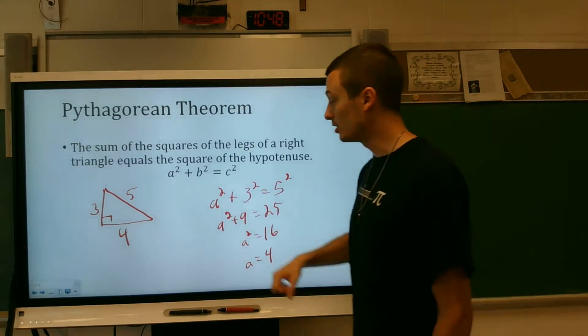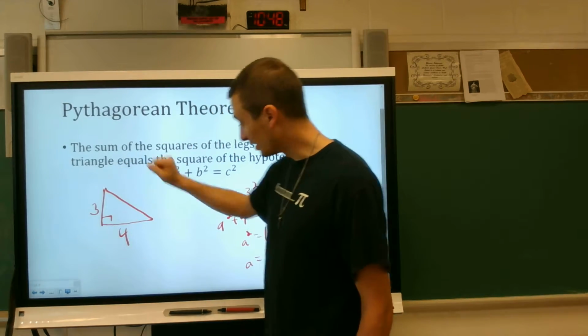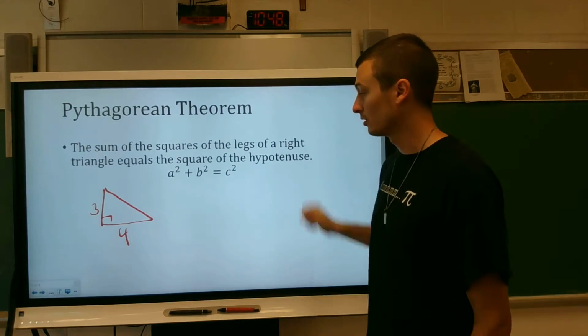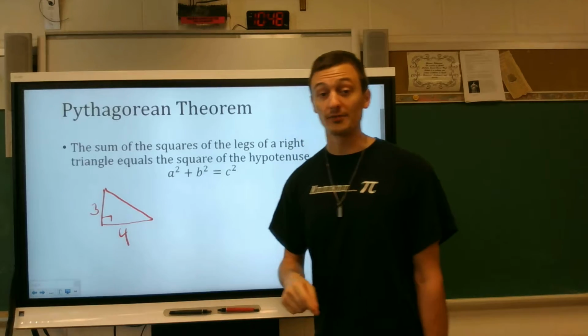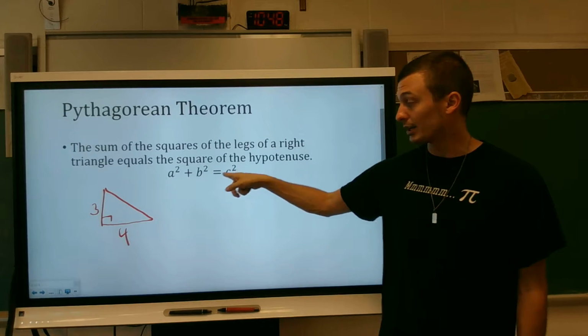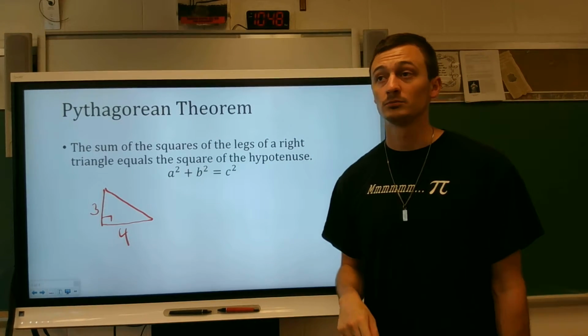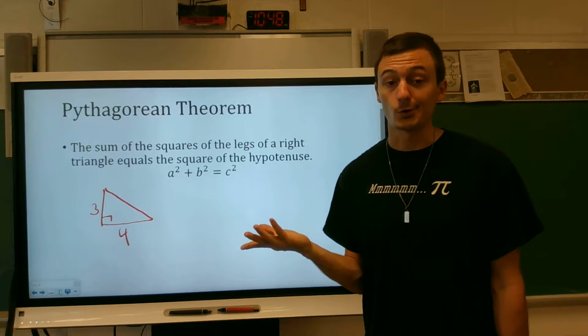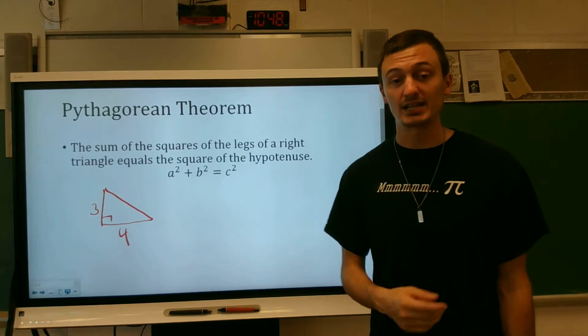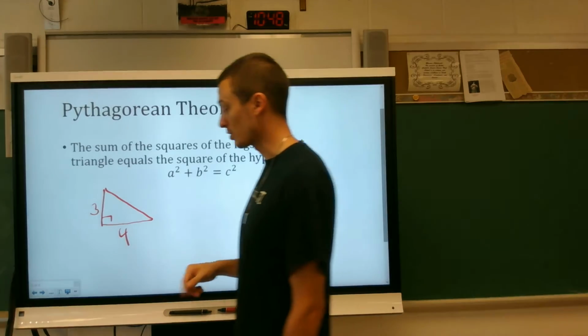Similarly, maybe I only knew that one leg was 3 and the other leg was 4. Well, 9 plus 16 is 25. So c squared equals 25. So c is 5. I know the hypotenuse has to be 5. That works for any right triangle.